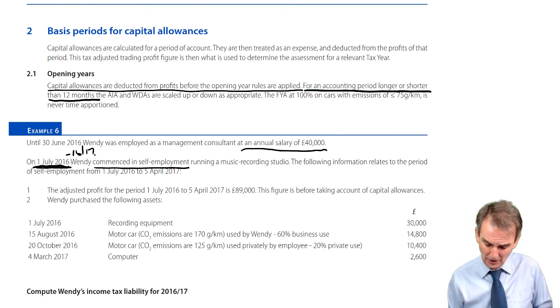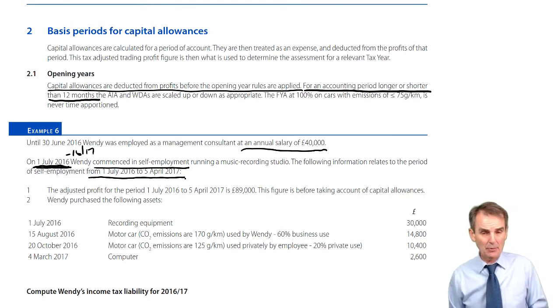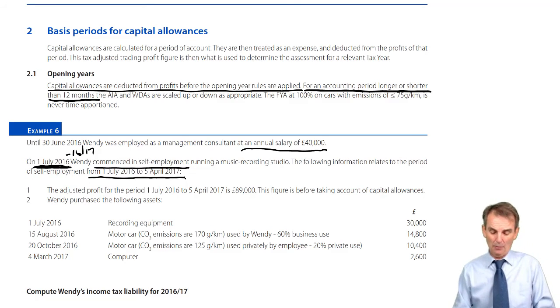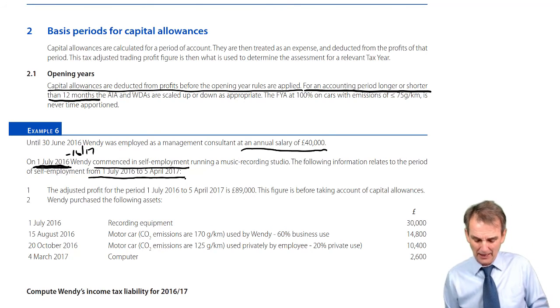The following information relates to the period of self-employment from 1st of July 16 to the 5th of April 17. So in this particular example, to be nice to you, the taxpayer has decided to choose the 5th of April as the accounting date.